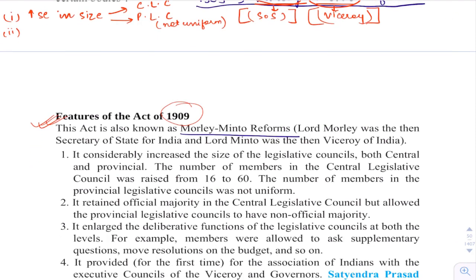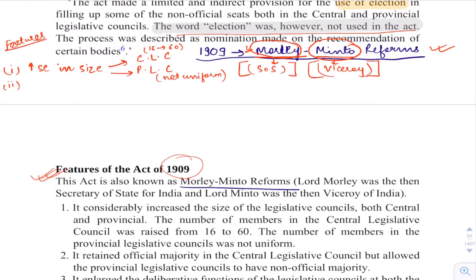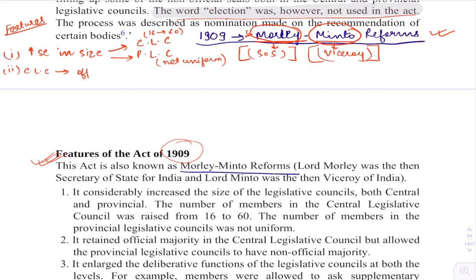Second, of the act, of course, it retained official majority in the Central Legislative Council but allowed the Provincial Legislative Councils to have non-official majority. तो यहाँ पे क्या हो रहा है, जो Central Legislative Council है उसमें official majority रहेगी, ठीक है, जो officials थे, क्योंकि आपको पता है ना इंडियन की इंक्लूजन की बात हुई थी, फिर उनको नॉन ऑफिशियल पोस्ट पे डाला गया था, ये सारी हमने ऑलरेडी डिस्कस कर लिया है. सो सीएलसी में सेंट्रल लेजिस्लेटिव काउंसिल में ऑफिशियल मेजॉरिटी थी, लेकिन प्रोविंशियल लेजिस्लेटिव काउंसिल्स में नॉन ऑफिशियल मेजॉरिटी थी.